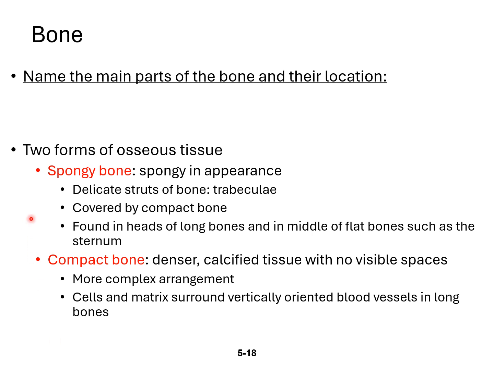Bone. We're going to name the main parts of the bone and their location, but we're not going to really do that until we look at the bone chapter, and the bone chapter doesn't really happen until chapters 7 and 8. So that's your next test. What we're going to look at here is just some major structures of bone tissue, and then we're going to revisit those in chapter 7 and chapter 8. So two types of bone: spongy, because it looks spongy, and compact, because it's much denser.